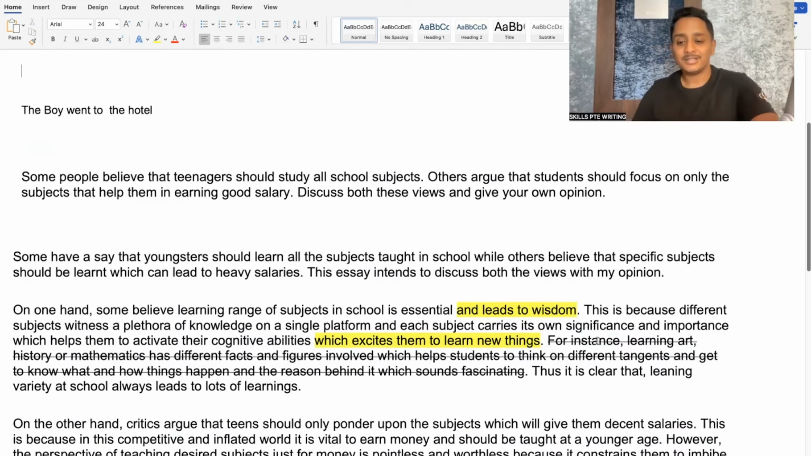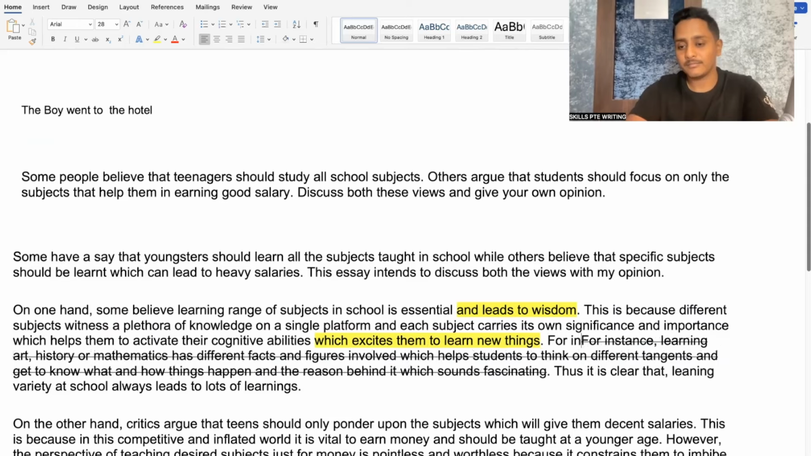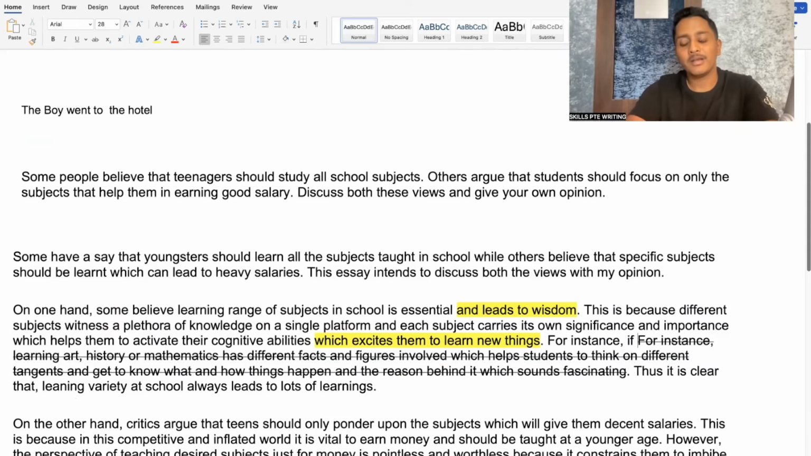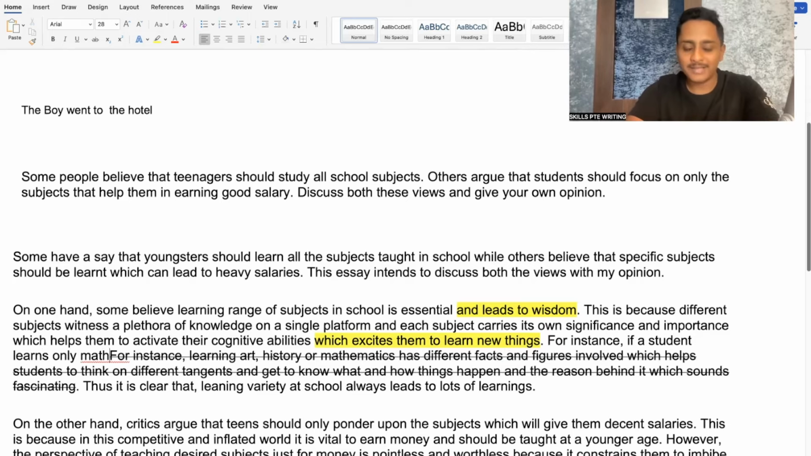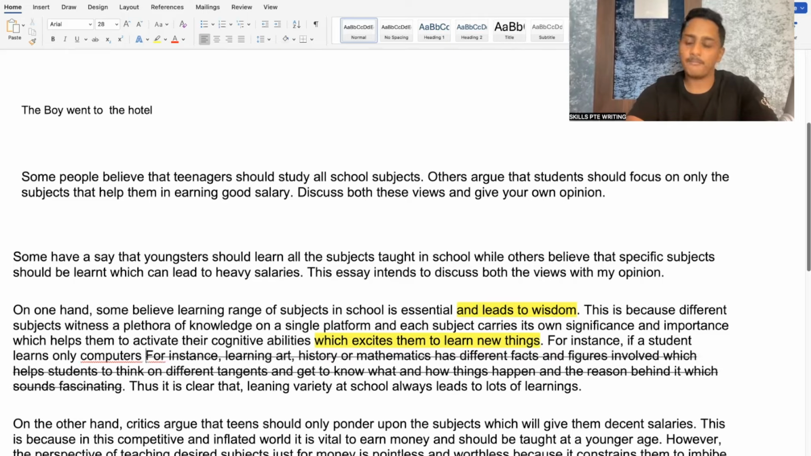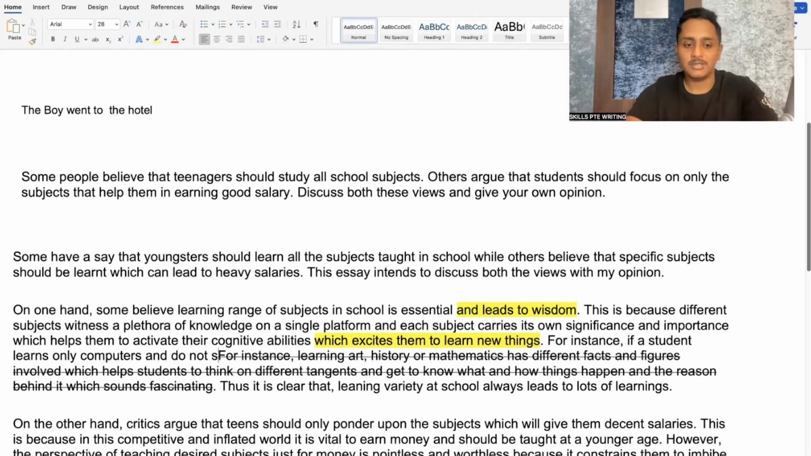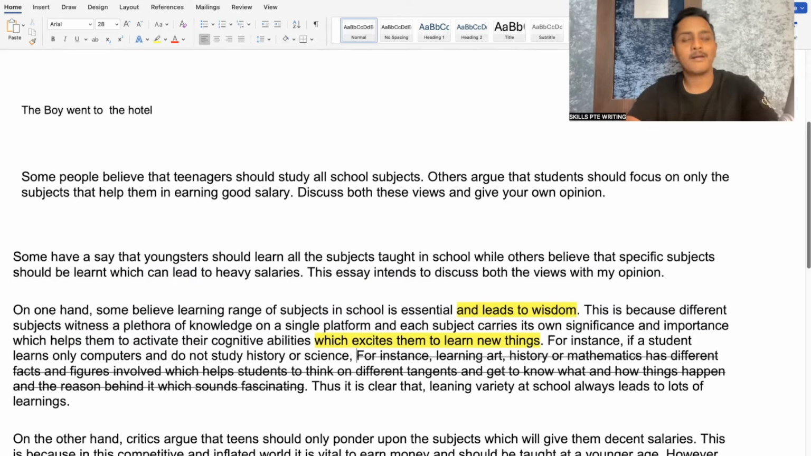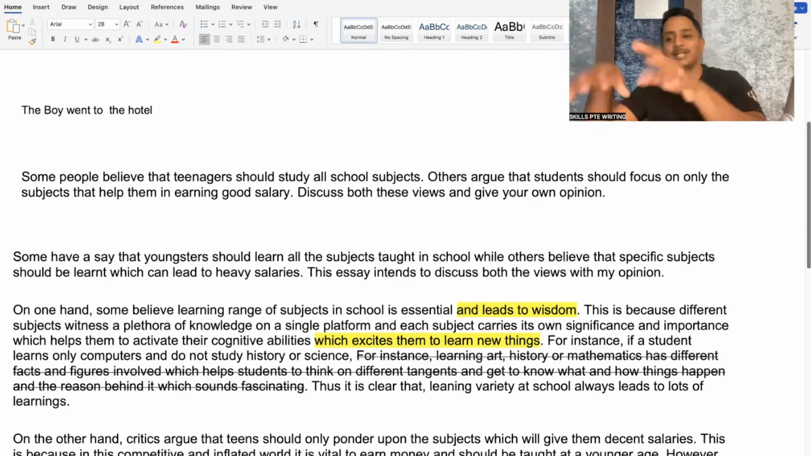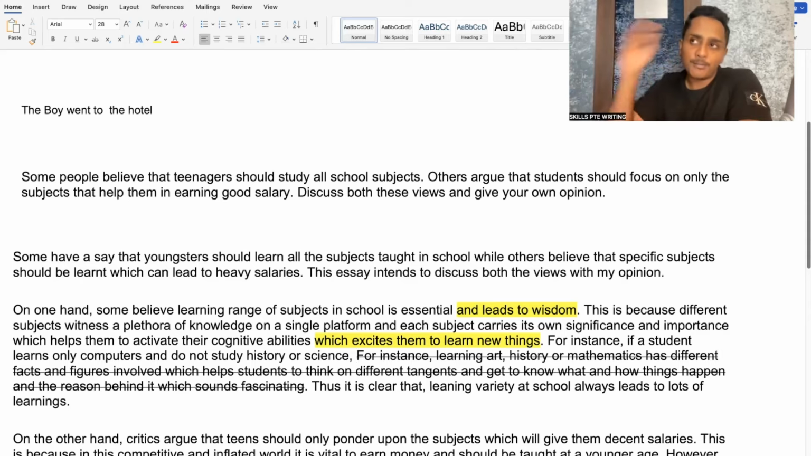Meaning here, for instance, if a student learns only maths or only computers and does not study history or, let's say, science, what is going to happen? What devastating factor is it going to cause? And on the other hand, when the student studies this, he will have a lot of knowledge and can apply it in real life too. Explain, so many things are there. Then it would be clear that they will learn new things, which is going to... this is again generic.